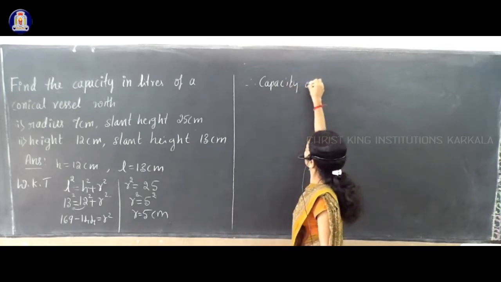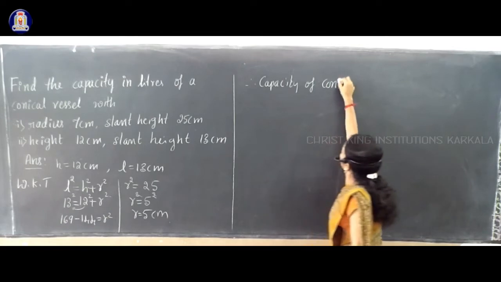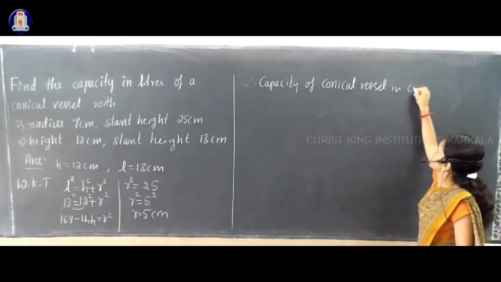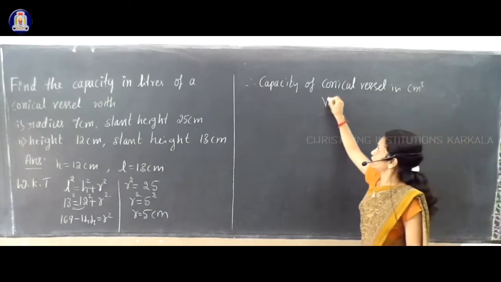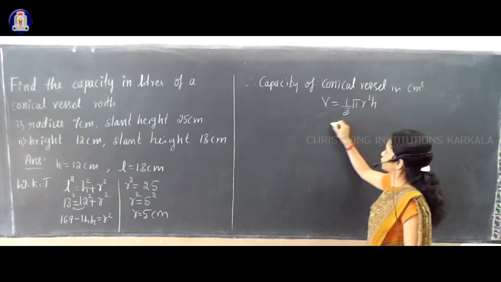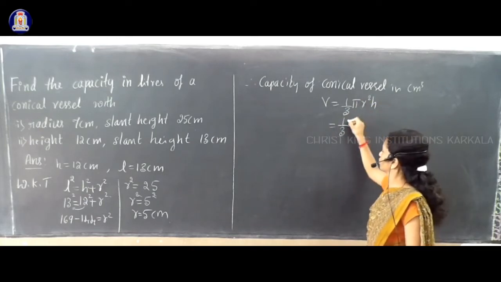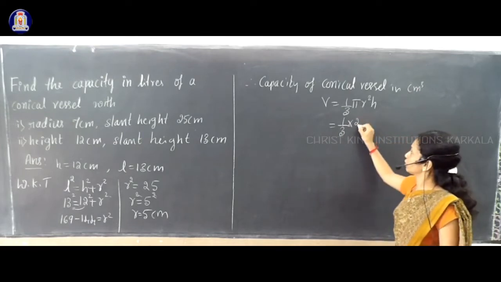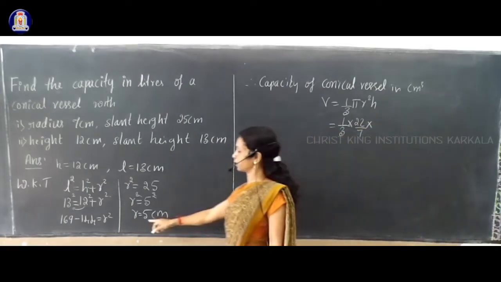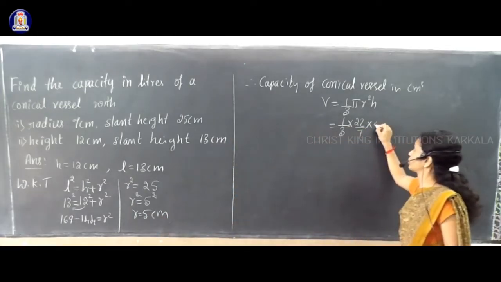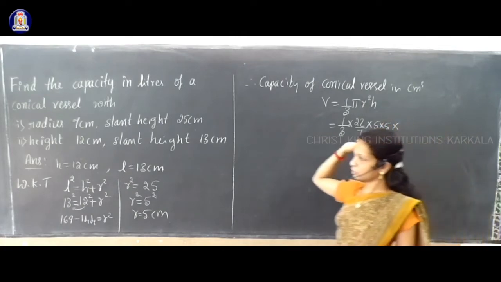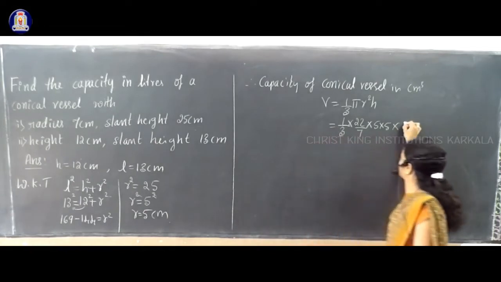Therefore capacity of conical vessel in centimeter cube, that is V is equal to 1 by 3 into pi into R square into h. Replace the values: 1 by 3 as it is, pi you have to replace by 22 by 7, and R square is 5 square, which we write as 5 into 5, and h is equal to 12 centimeter, into 12.